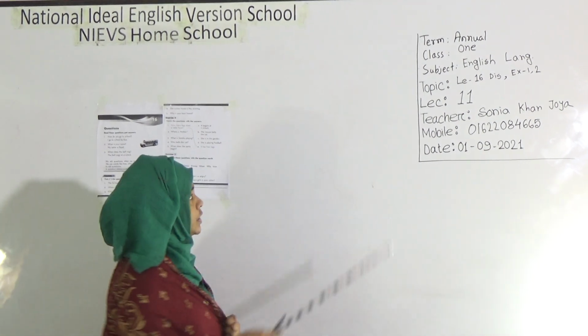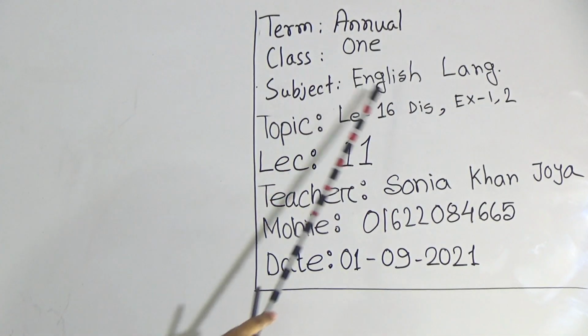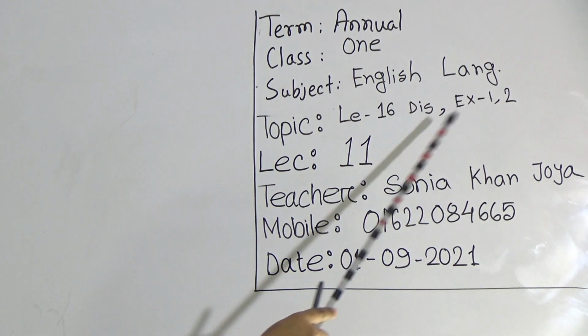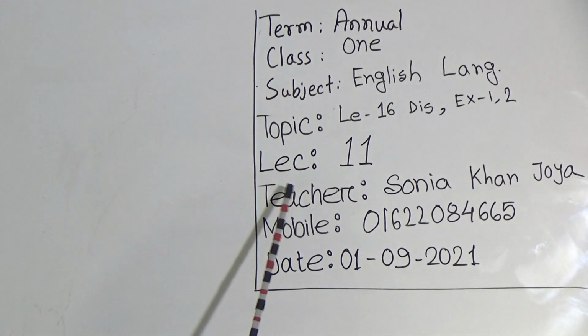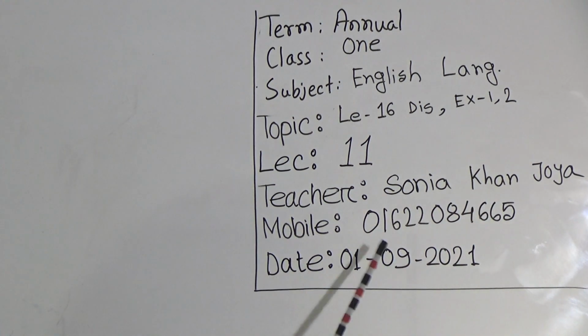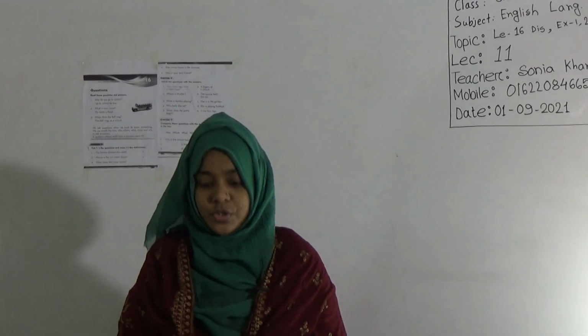So my dear students, look at the board. This is term N1, class 1, subject English language. Topic lesson 16, discussion and exercise 1-2, and your lecture number 11, and this is your teacher name Sonia Joya, and this is your teacher's mobile number, and this is today's date. So my dear students, let's start today's topic.